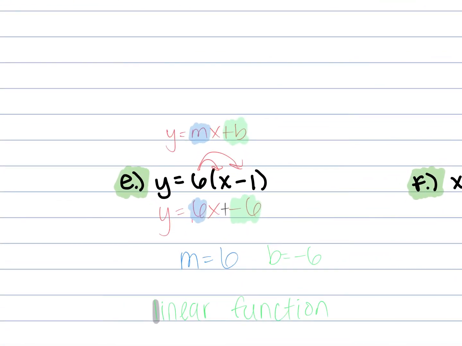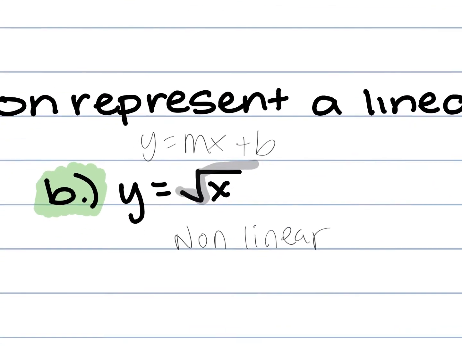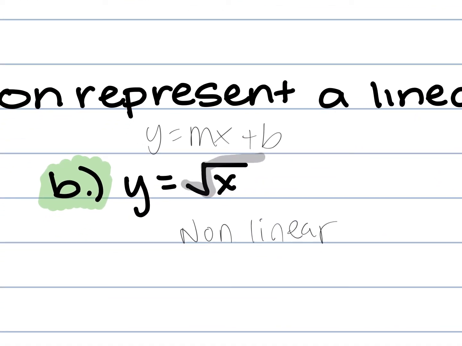So E, we were able to match it to this. We could write it as y equals mx plus b. I told you your m was 6 and your b was -6. In here, you can't because there's that square root symbol. It's never going to match y equals mx plus b.